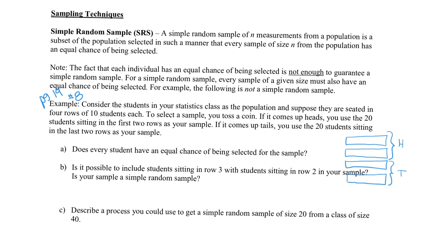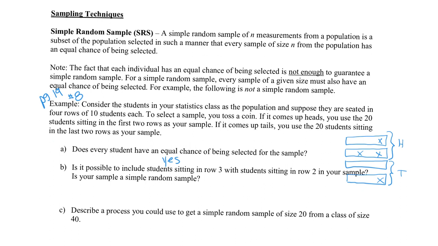Well, think about it. Like this student who's sitting right here, that student's got a 50-50 chance of being selected. Basically, you flip a coin. If it's a fair coin, there's a 50% chance of heads, 50% chance of tails. So this student has a 50% chance of being selected, which is the same as this student, that student, this student. Every student has a 50% chance of being selected with this. So the answer here is yes.